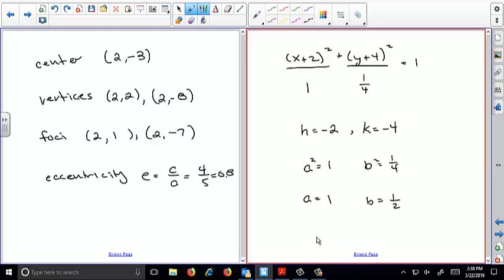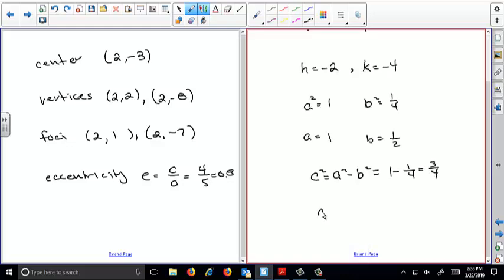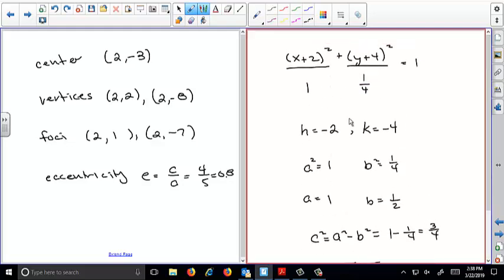And c squared is equal to a squared minus b squared. So we have 1 minus 1/4, which is 3/4. And if you take the square root, c is equal to the square root of 3/4, or the square root of 3 over 2. Now, this is going to be a small ellipse because these numbers are small, but we'll still do it.